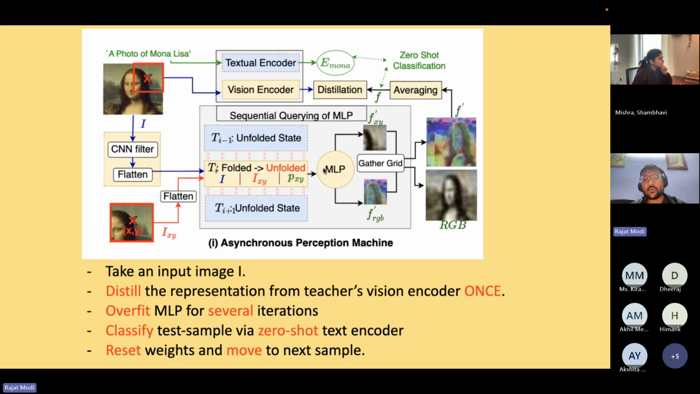Now here is the good thing: if you look at this network, and you give it a CLS token of any image, it will overfit on that very nicely. Your L2 loss will go very down, up to 10 to the power minus 12. And then it can do zero shot classification. So this is how you do test time training.